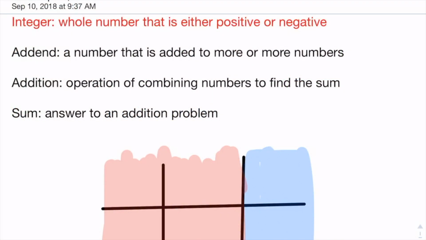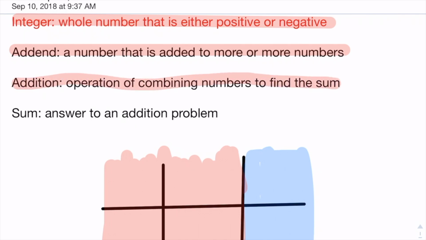Okay, today we're going to be talking about adding integers. Just as a reminder, an integer is a whole number that is either positive or negative. And what we're going to do is take numbers and put them together. Any number that is added together is called an addend. And the operation of combining the numbers to find the sum is the operation of addition.